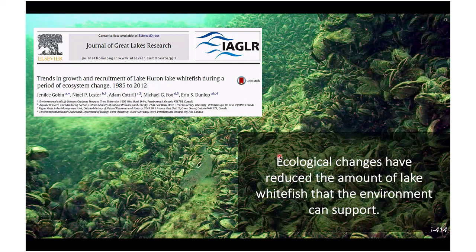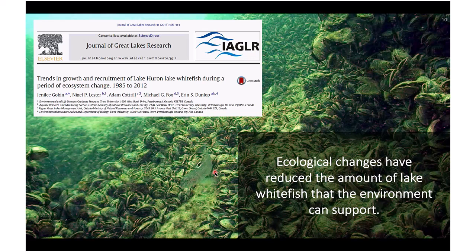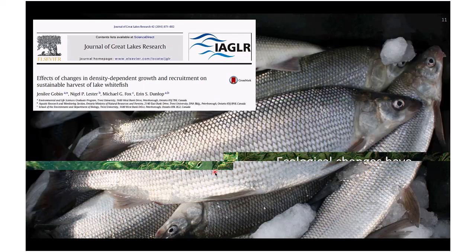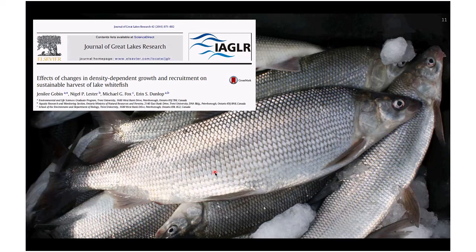And so what we were able to conclude from this study was that the ecological changes that have taken place with the establishment of dreissenids have likely reduced the carrying capacity, or the amount of whitefish that the environment can in fact support. And this is going to have obvious implications for the fishery and population productivity. So that became the next surprise chapter of my thesis: how are these changes going to impact the fishery?